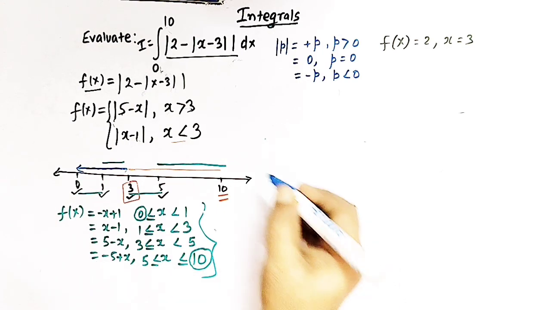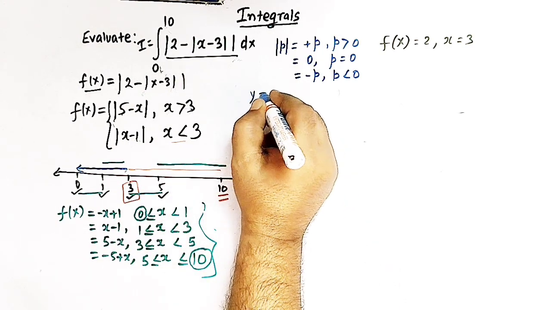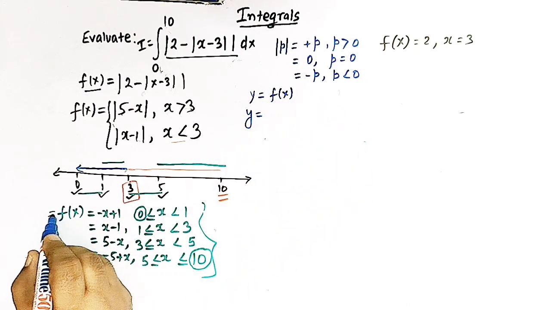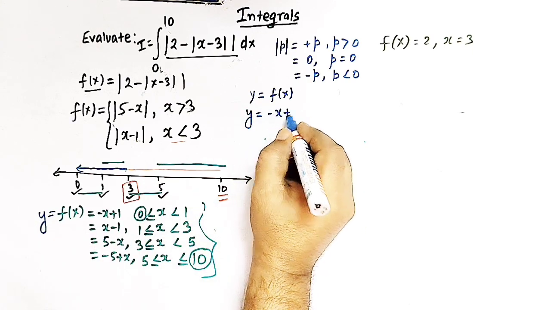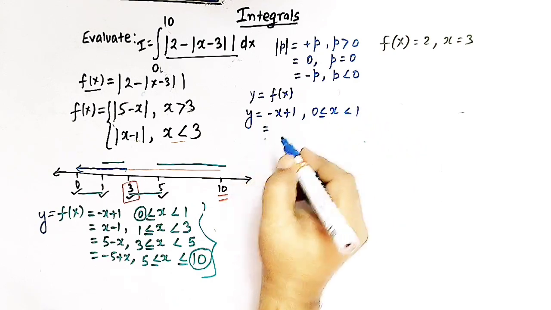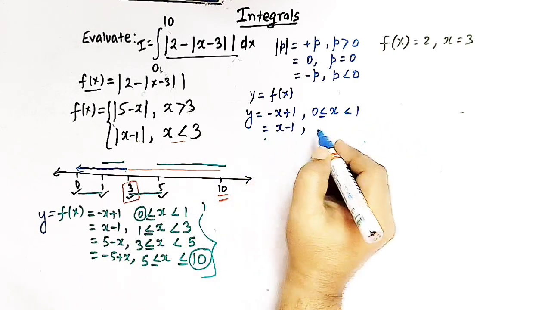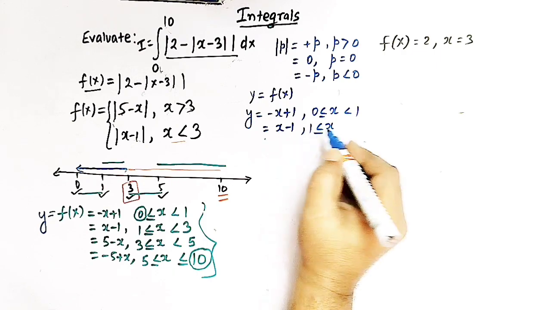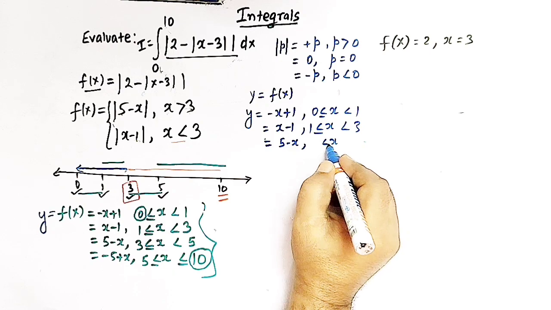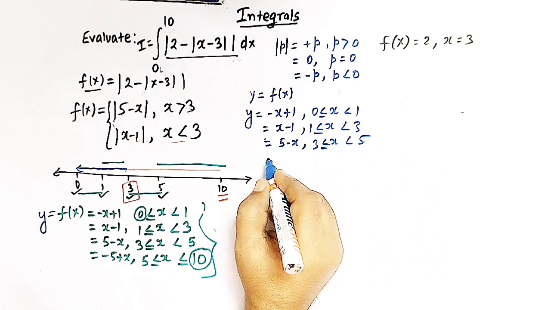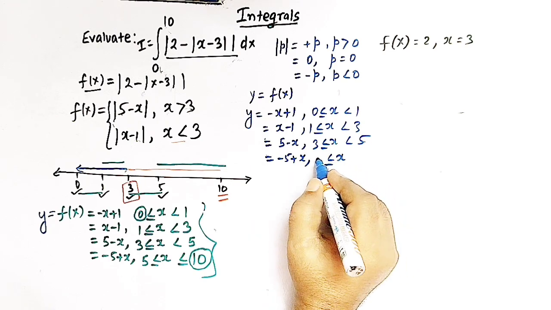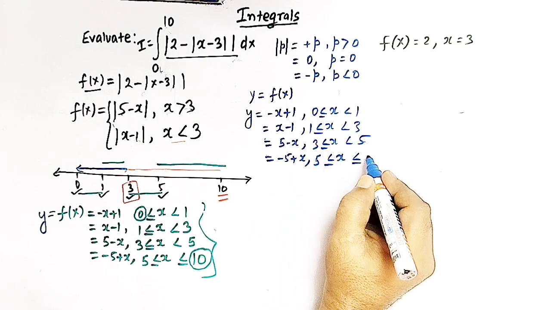So here we can see that if we define the function as y is equal to f of x, then y is equal to minus x plus 1 when x is greater than or equal to 0 but less than 1. Y is equal to x minus 1 when x is greater than or equal to 1 but less than 3, and 5 minus x when x is greater than or equal to 3 but less than 5, and here minus 5 plus x when x is greater than or equal to 5 but less than or equal to 10.